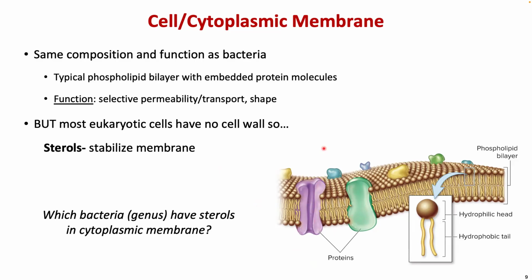But most eukaryotic cells have no cell wall, so you have to put that in mind. They're just made up of sterols or stabilized membranes.